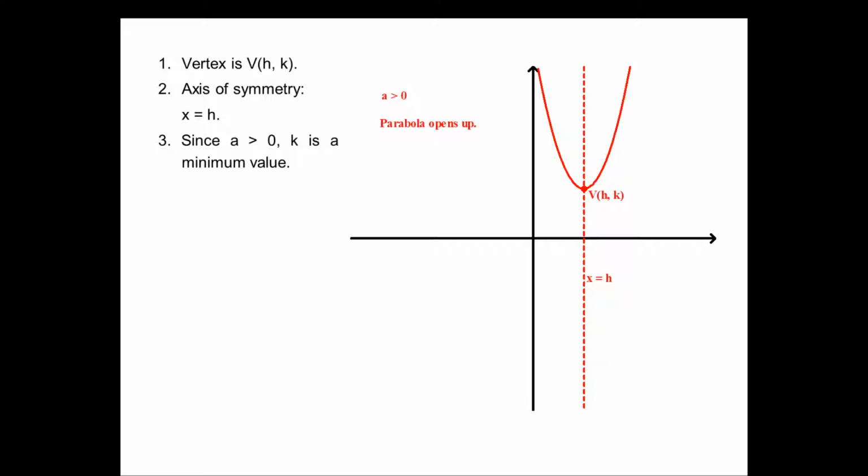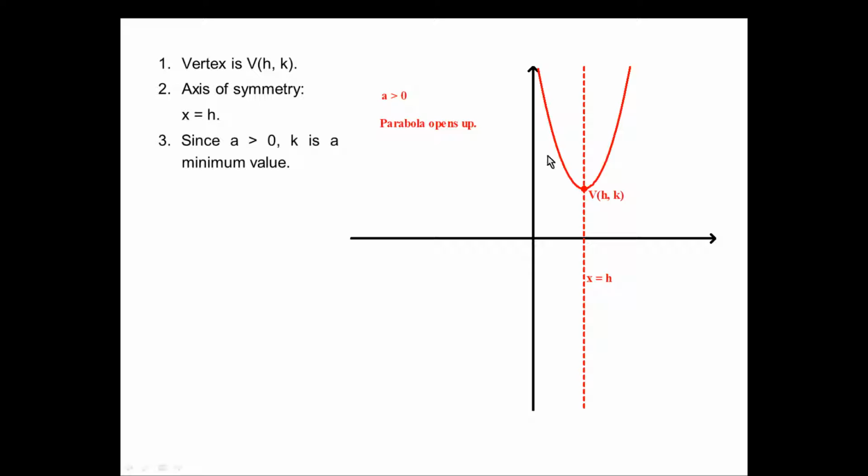And part D, here is our graph of a parabola with a greater than 0. We sometimes say the parabola opens up; the coefficient of x squared is positive, so it opens up. The vertex is (h, k). This dotted vertical line is the axis of symmetry. It's x equals h. Okay, and the minimum value is k.